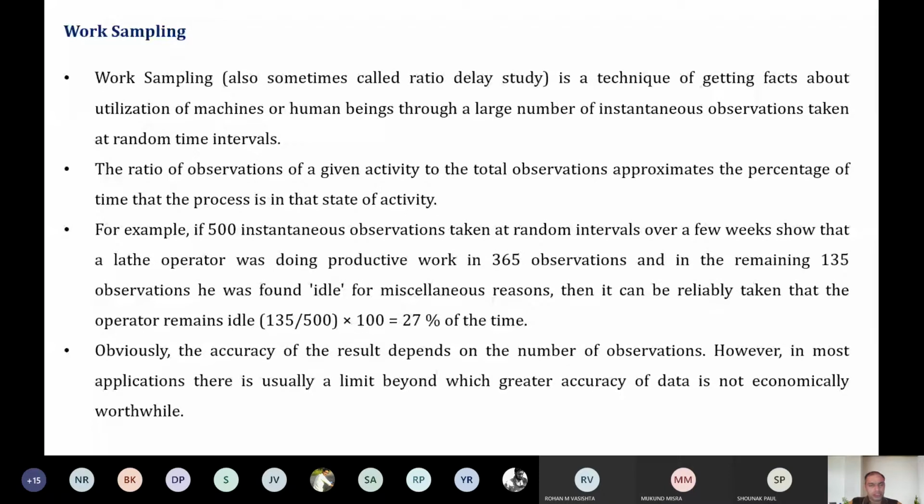Okay, so for today's class, we will be discussing work sampling and standard time. So, what is work sampling? We have been discussing time study, method study, and related topics. In this class, we will be looking into work sampling. You know what sampling is, right?